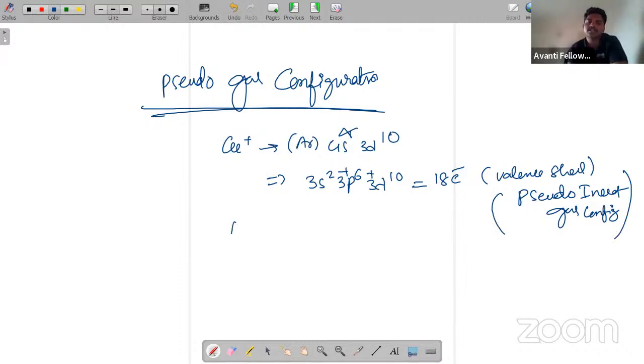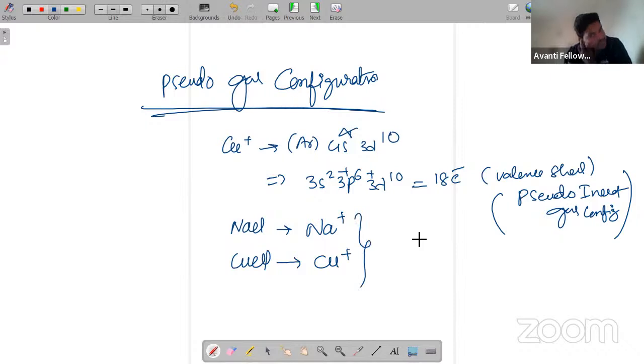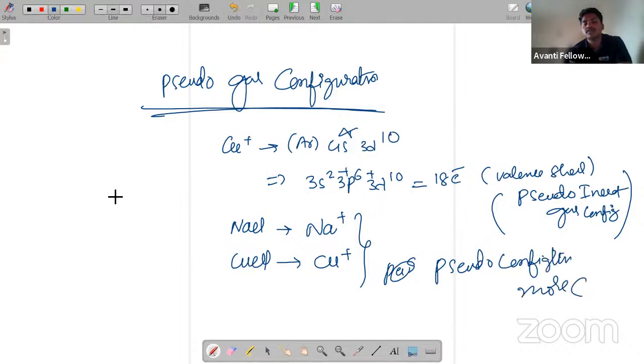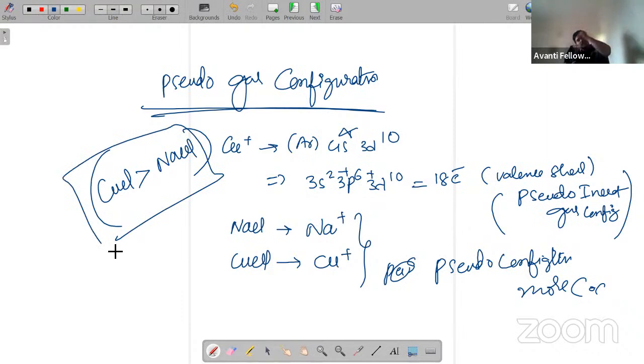Now next one is NaCl. NaCl forms Na plus. Next one is CuCl, which always forms Cu plus. Among these two, which has more covalent character? Remember, the pseudo inert gas configuration will have more covalent character. So CuCl will have more covalent character than NaCl, because it has the pseudo configuration. I hope you all are understanding this one. What is pseudo inert gas configuration?